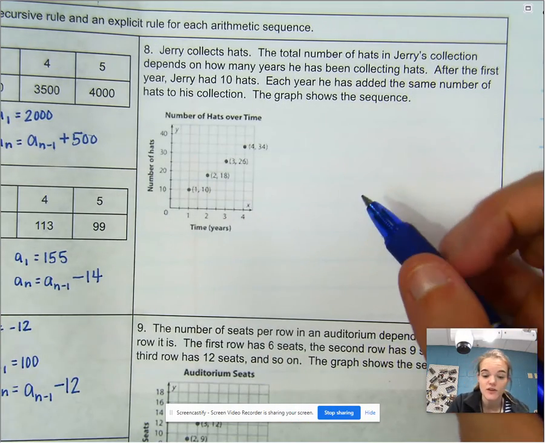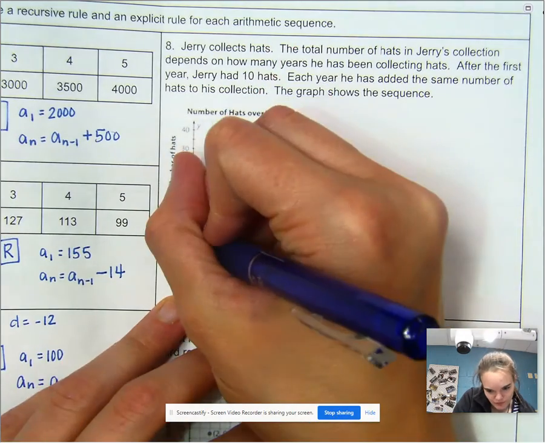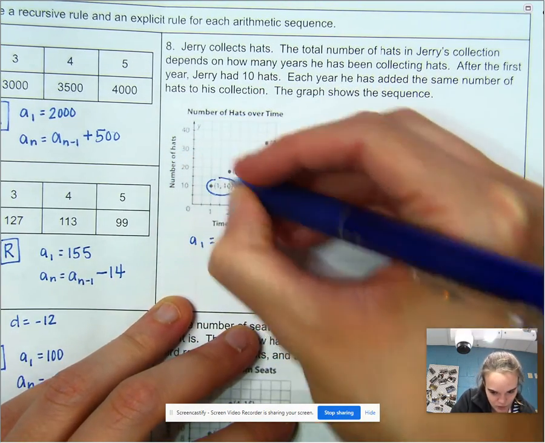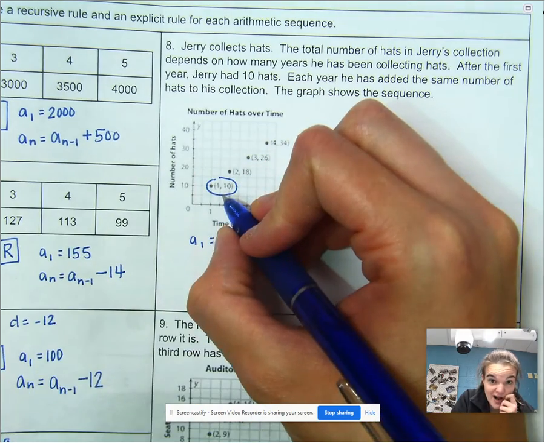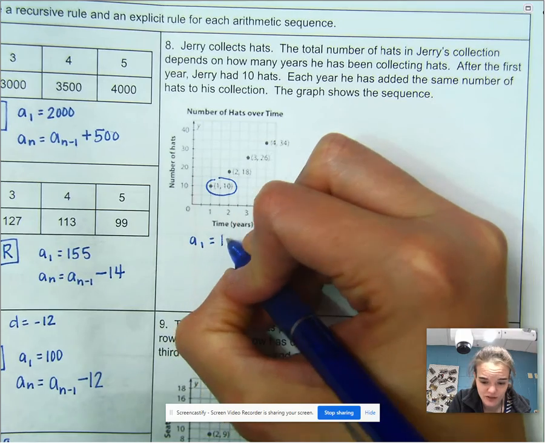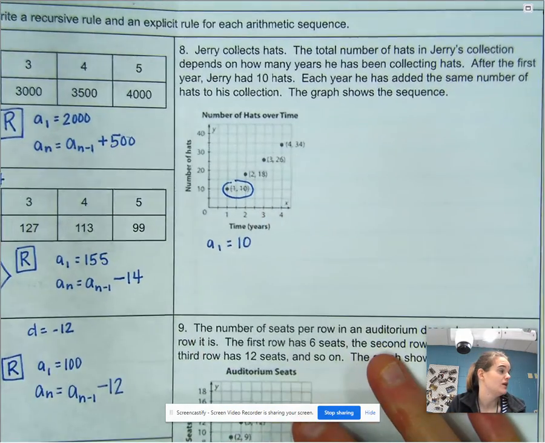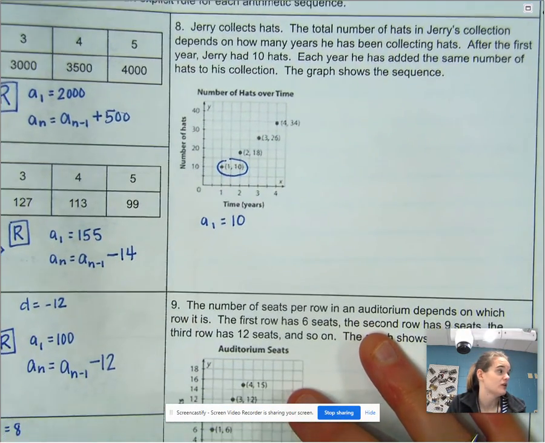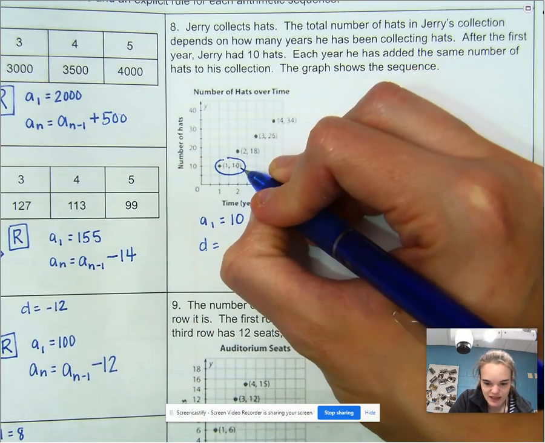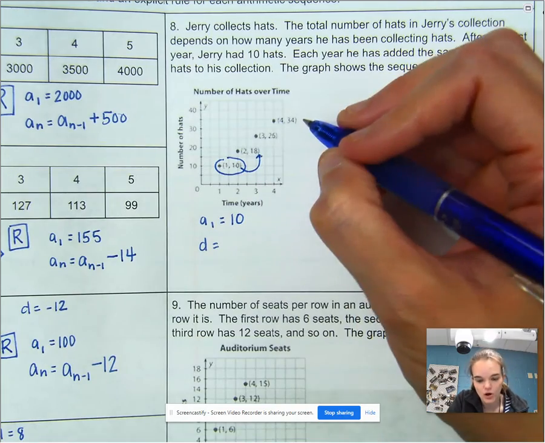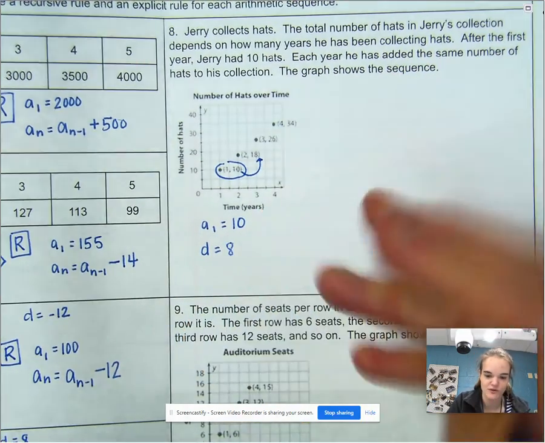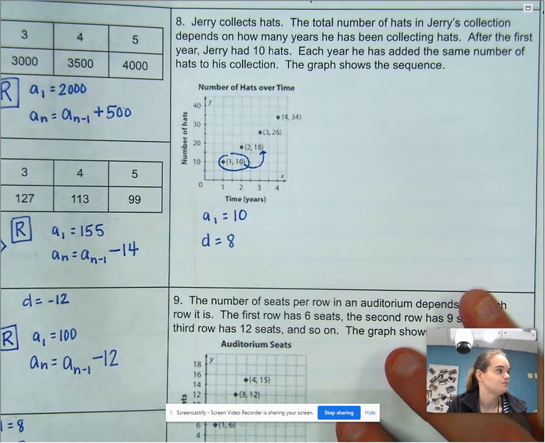Okay? The first term, a sub 1, is whatever 1 is. It's 1 comma 10. The first value is the position number. So it's 1, and then the first term is 10. So 1, or the x, is the position value. The difference. How did we get from 10 to 18? Or what is 18 minus 10? And that is 8. That's the difference. That's what's changing every year, okay?